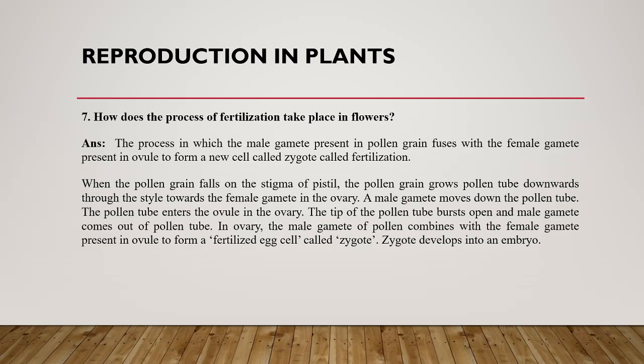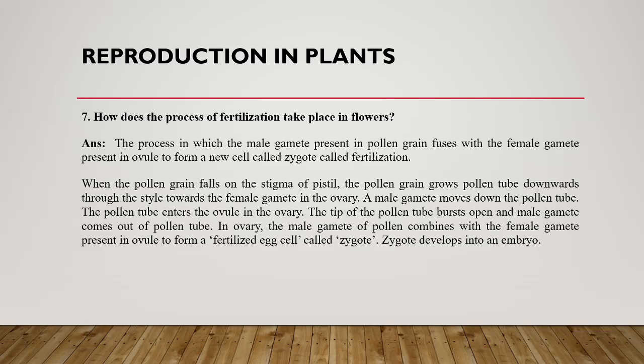A male gamete then moves down the pollen tube. Where was the male gamete? The male gamete was present in the pollen grain. It is coming through the style, moving down through the pollen tube. Now, the pollen tube enters the ovule in the ovary. Where is the ovule present? Within the ovary. So the pollen tube enters the ovary and meets with the ovule.